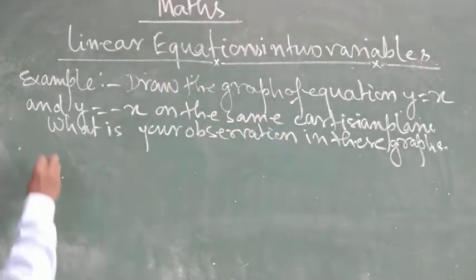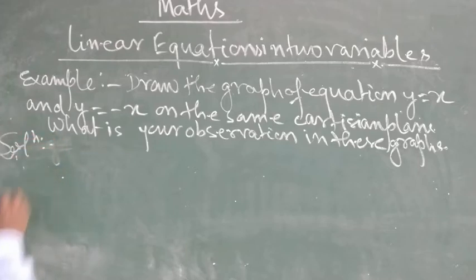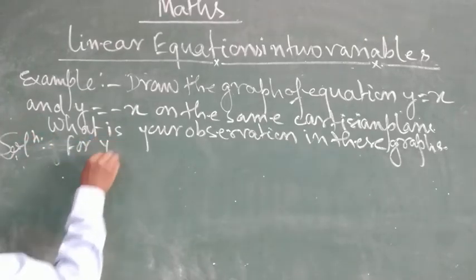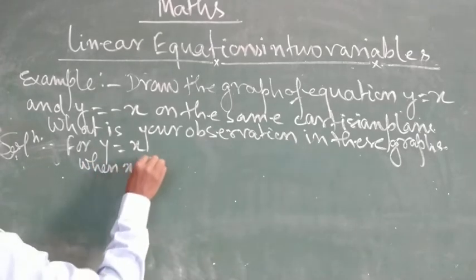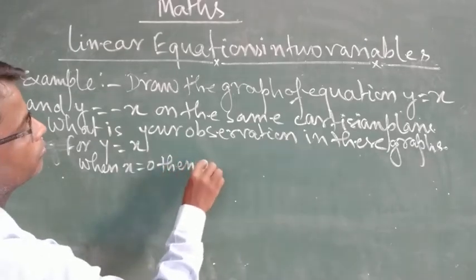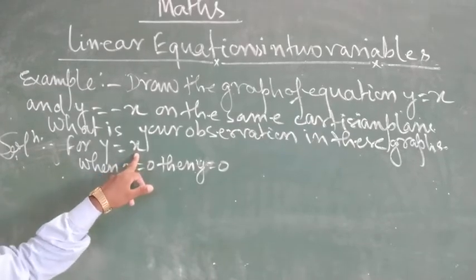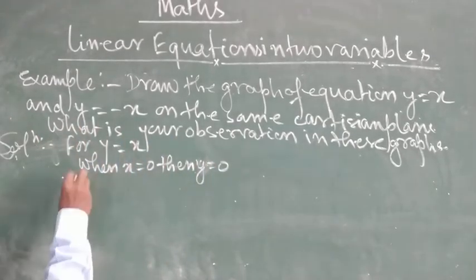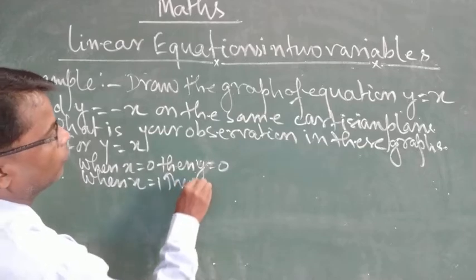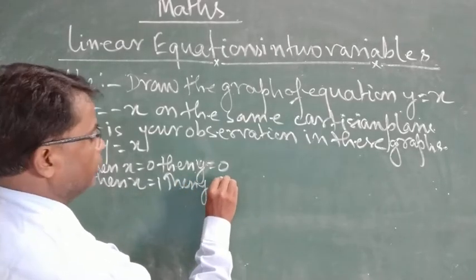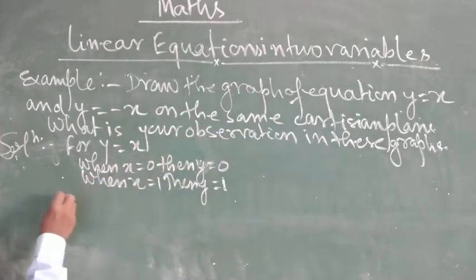Two equations are given. For y is equal to x, when x is equal to 0, then y is equal to 0. Clear, all of you? If you put 0 in place of x, then y also you will get 0. When x is equal to 1, then y is also equal to 1. Only two values I will calculate here. Clear?